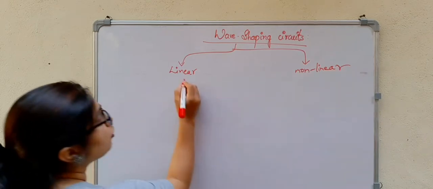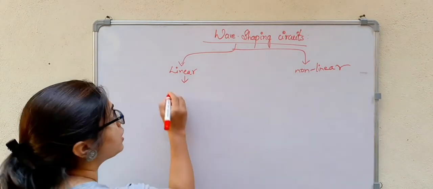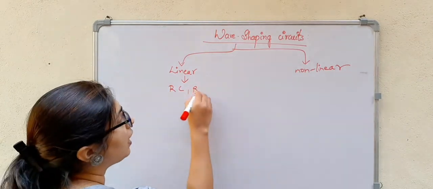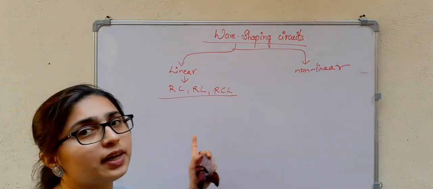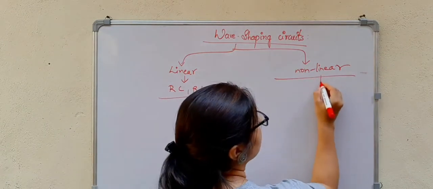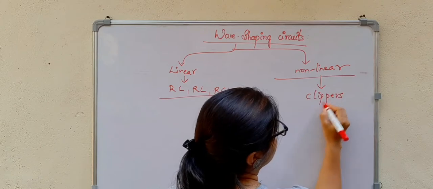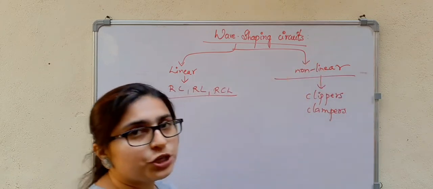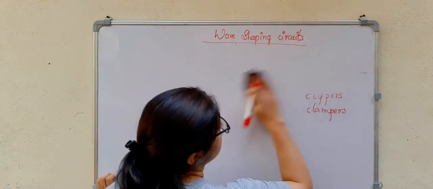Examples for linear wave shaping are high pass and low pass filters. In that we have RC high pass, RC low pass filter, RL, then RLC. These are the different types of linear wave shaping circuits. When we come to non-linear, we have clippers and clampers. Clippers and clampers are examples of non-linear wave shaping circuits. Now let us consider linear wave shaping circuits.